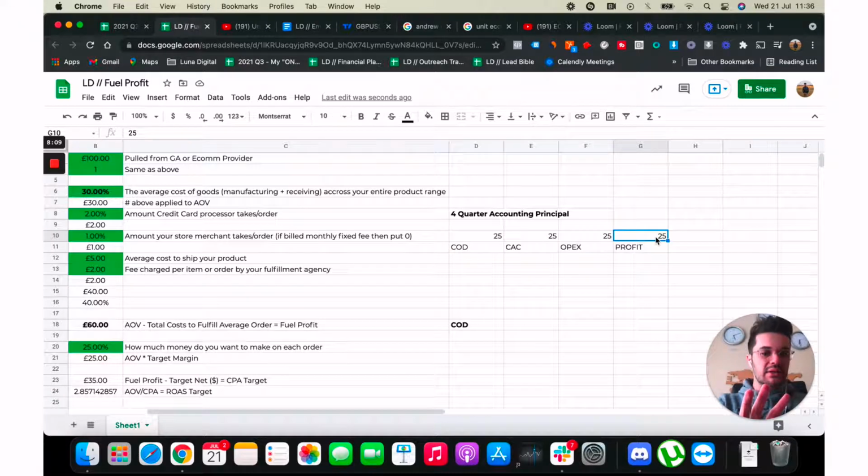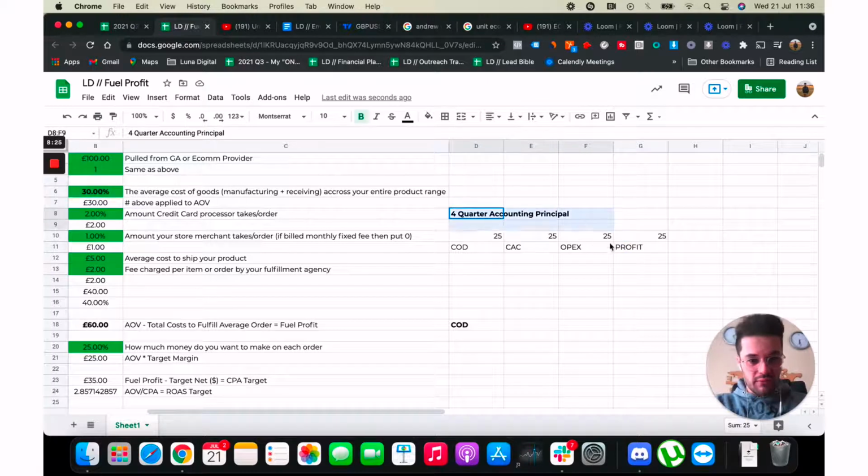We should be realistic with this number though, so just have a look and dive into that, do some research, see what is probably going to be the industry standard for this specific niche you're operating in. That would probably be then the best decision for you to base this percentage off of. Cool, okay, so that's our 4-quarter accounting principle, right?